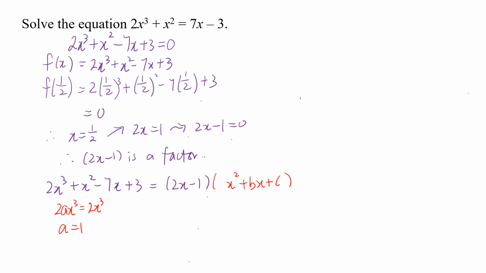And then you can find the last term. The first and the last term can be found quite easily, which is you just take minus 1 times c, which gives you negative c. So negative c is equal to the constant term on the left hand side, which is 3. So c is equal to minus 3. We found that already, so we just replace c with minus 3.